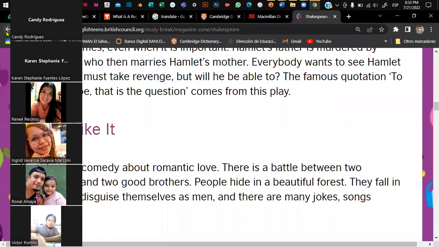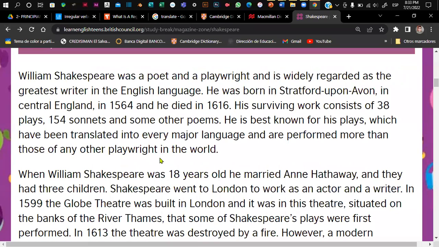Victor, can you help me with the first paragraph? Yes. About Shakespeare, this one. This is the paragraph. William Shakespeare was a poet and a playwright and is widely regarded as the greatest writer in the English language. He was born in Stratford upon Avon in central England in 1564, and he died in 1660. I'm sorry. Yeah, that is the year. Remember, years, we read the years by two.